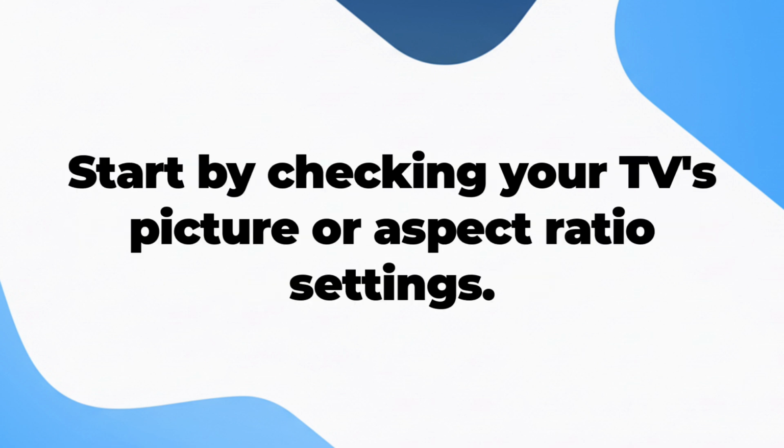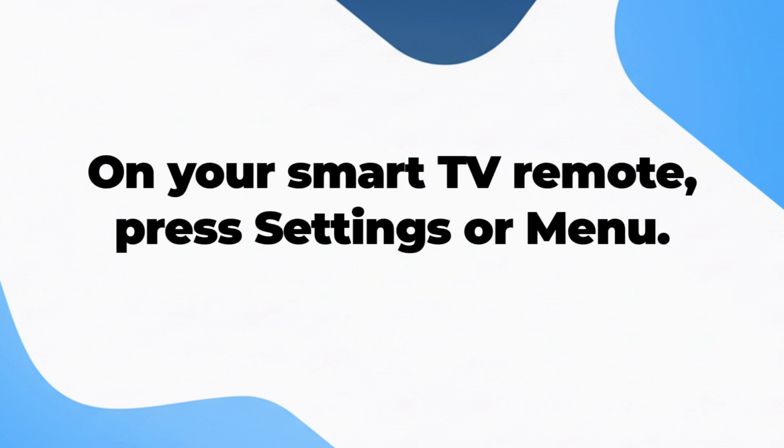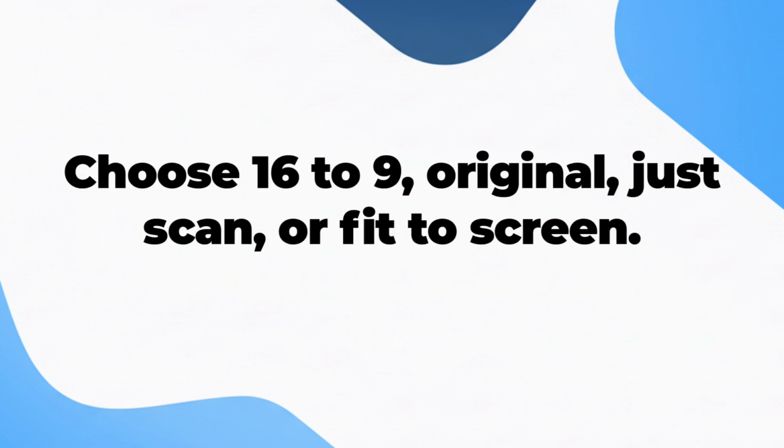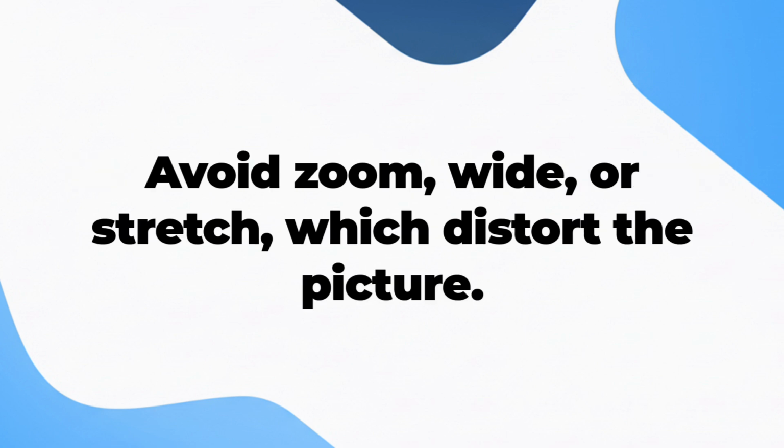Start by checking your TV's picture or aspect ratio settings. On your smart TV remote, press Settings or Menu, then look for options like Aspect Ratio, Picture Size, Zoom, Screen Fit. Choose 16:9, Original, Just Scan, or Fit to Screen. Avoid Zoom, Wide, or Stretch, which distort the picture.